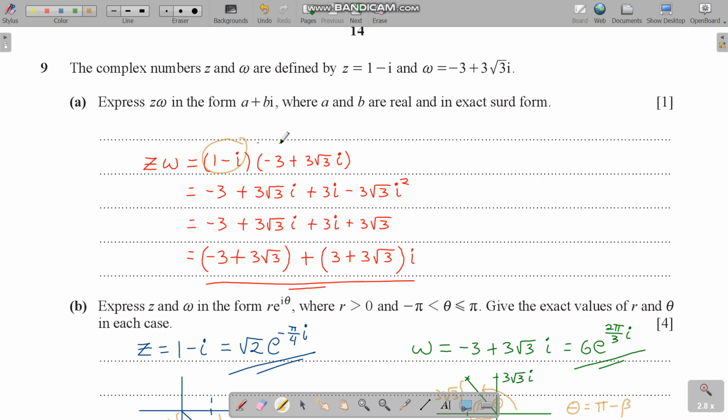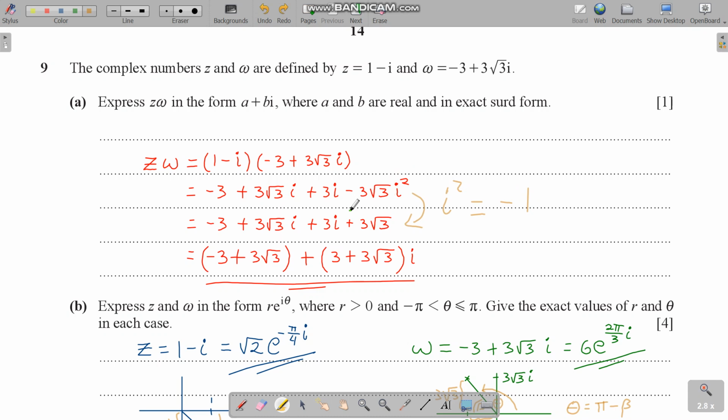So this is z, this is omega, we multiply. 1 times minus 3 is minus 3. 1 times 3 root 3i, 3 root 3i. Minus i times minus 3 plus 3i minus i times 3 root 3i minus 3 root 3i squared. Now remember here that i squared is minus 1. So this is minus 1 times minus 1 is plus.